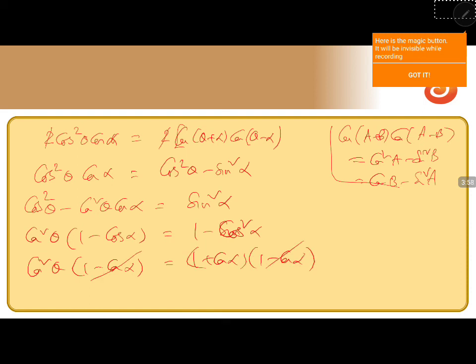1 − cos α gets cancelled. You get 1 + cos α is cos² θ.